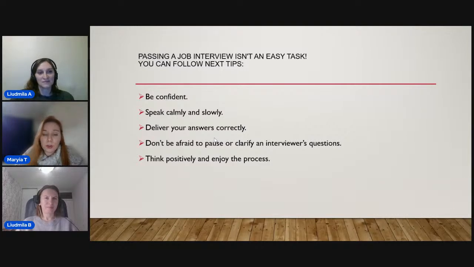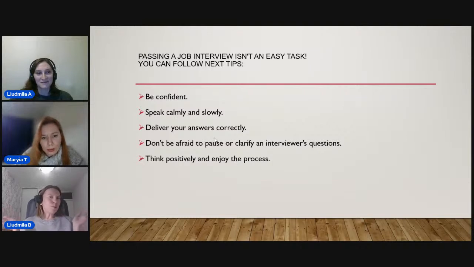Don't be afraid to make pauses and clarify an interviewer's question. If you didn't understand the question, it's okay. You may just ask to repeat it, because it's better to give a correct answer than a wrong one. And as I said, please be positive and enjoy the present. Remember that each interview is also a good opportunity to get experience.